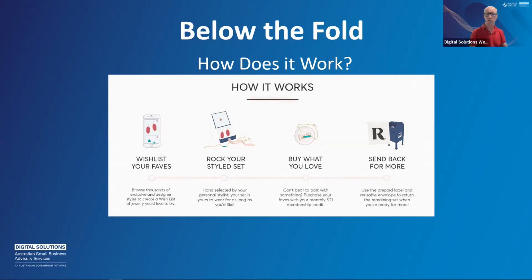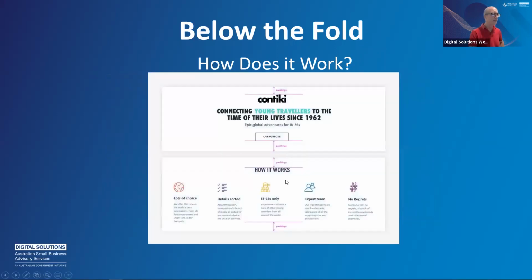Here's one example. You would have seen these many times when you visited other websites. Even though this isn't a good example because it's actually showing you paddings, I just wanted to show you how Contiki do it too. So you can see they've identified their persona and how it makes them. It's connecting young travelers to the time of their lives. So that's their headline. And then who it's for, 18 to 34 year olds, and how it works. As you can see, theirs is more sort of fun to go with the brand.